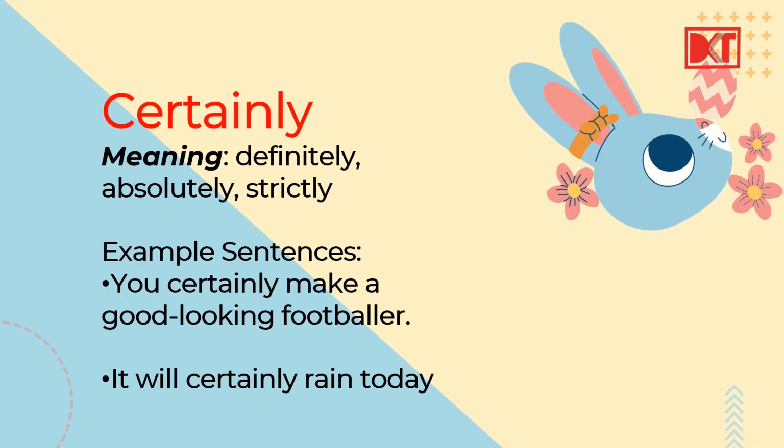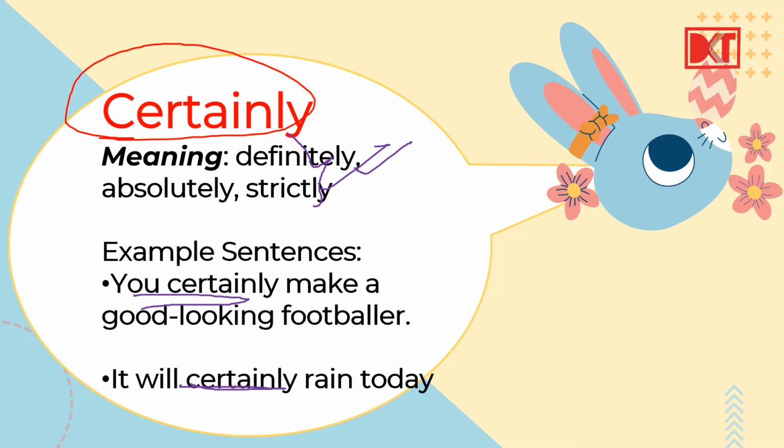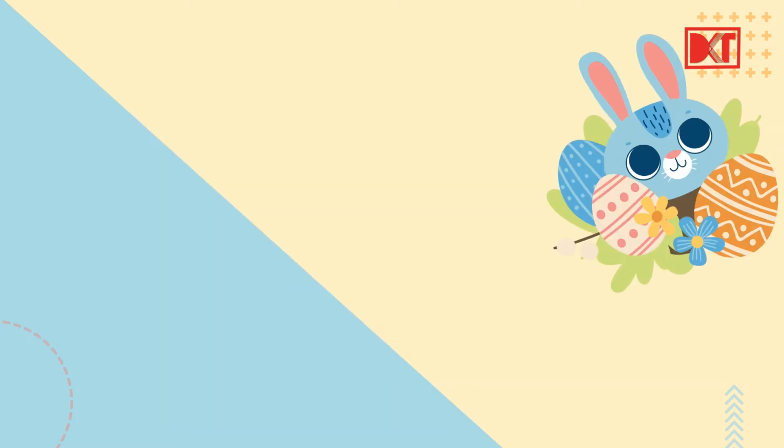So for this one we have the adverb certainly. Now certainly means definitely, strictly. When you are absolutely sure about something, you say certainly. It could be used in sentences like you certainly make a good looking footballer. It will certainly rain today. Okay. Now let's move on to the next example.